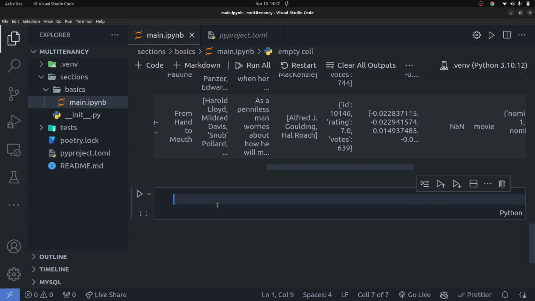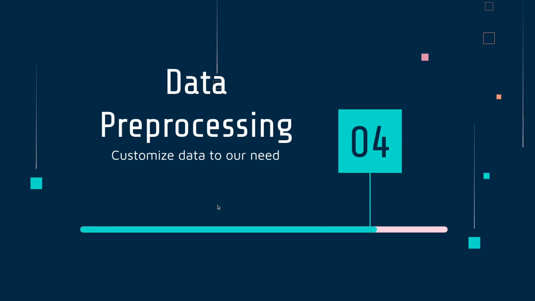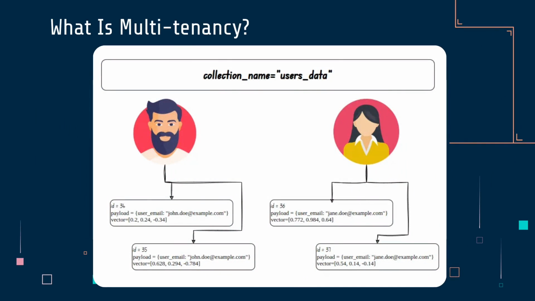Okay, so now that we have that done, we have downloaded our data. We have pre-processed the data into what we want, and now let's go ahead and create multi-tenancy. So we talk about the users. Let me just go all the way back here to this diagram right here. So we have this right here whereby we have the payload, and the payload can have a username or something that differentiates the different users, and isolation of data is done.